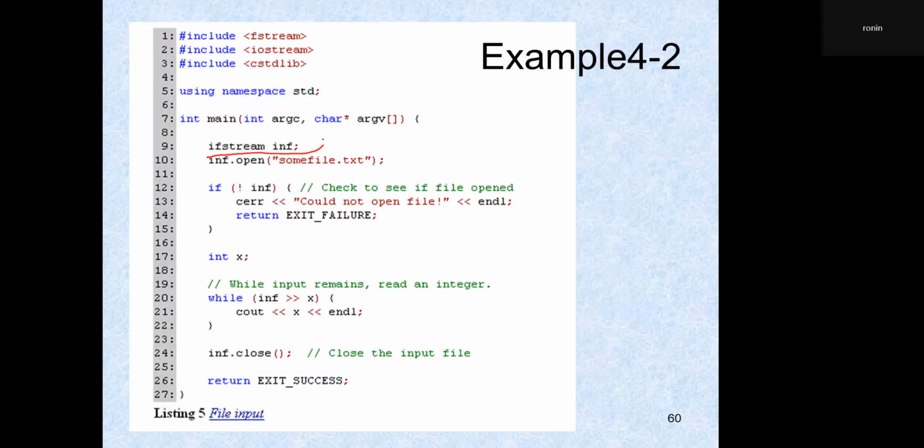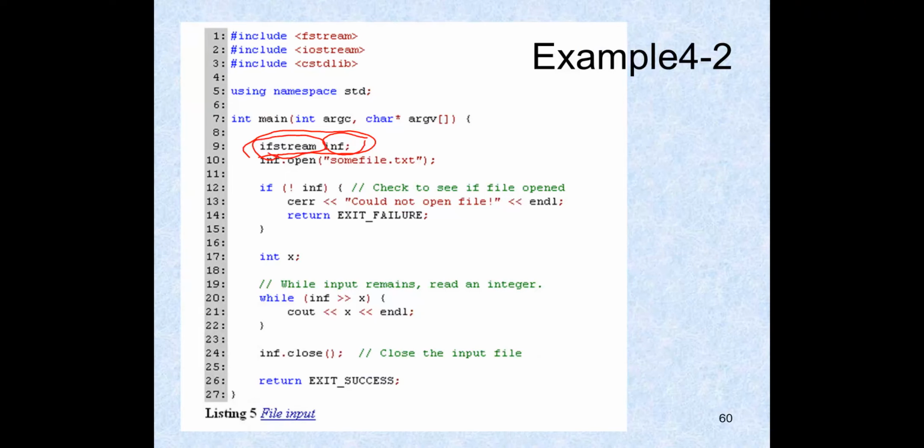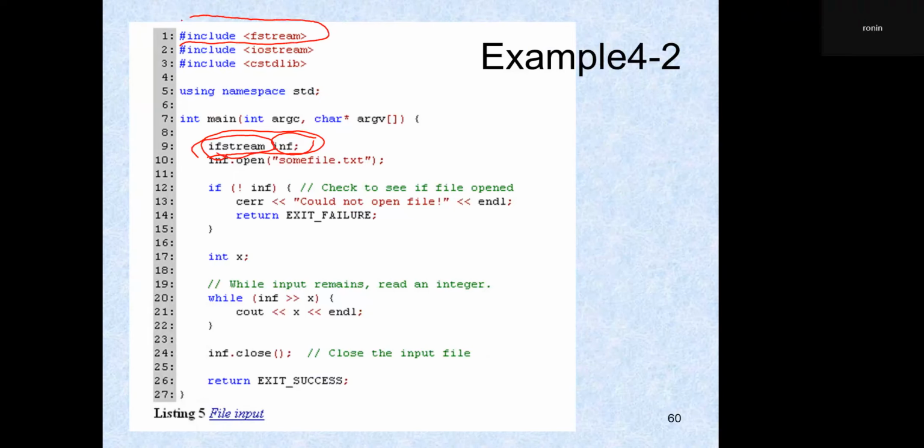Look, we want to get the values from a file, so we need this variable. ifstream, input file stream. Remember, include this header file first. If you want to operate on a file, include this header file first. ifstream is an input file stream object.